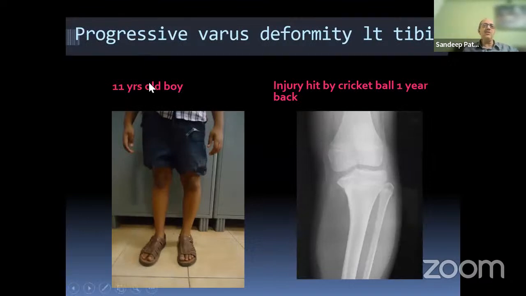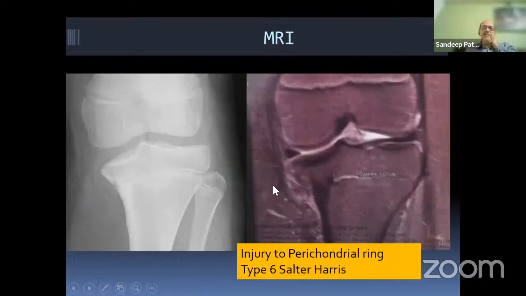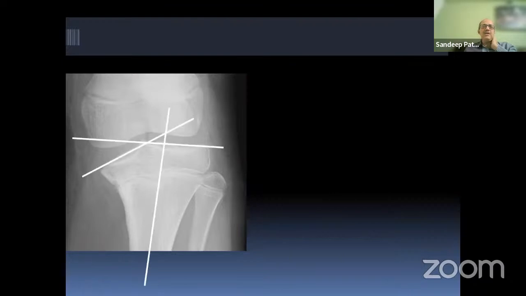Now this 11-year-old boy, this is interesting. This is an injury by a cricket ball. He had a blunt season ball injury to the upper tibia and came with a deformity. He had a progressive varus deformity. And after we did an MRI, this was a Rang type of injury. Yeah, perichondrial injury, which has caused a growth arrest, which is on the periphery. And the lateral continued to grow and medial stopped growing. Okay, this is the MRI showing the perichondrial injury.